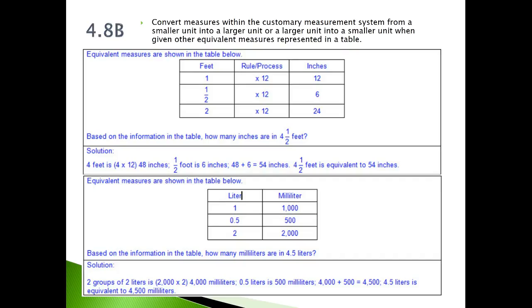But whatever you do, it's so important to use this chart in the middle of this table, this column. Notice we're showing the process of multiplying by 12. So 1 foot is 12 inches, so we're going to multiply by 12 to get 12 inches.